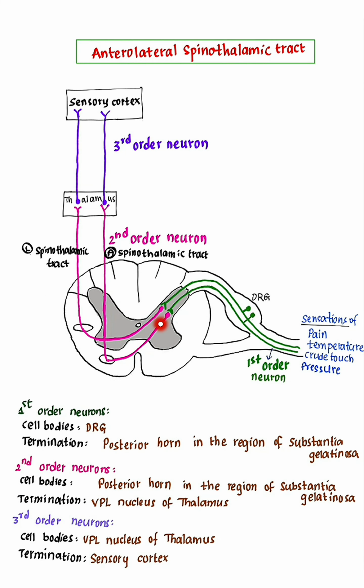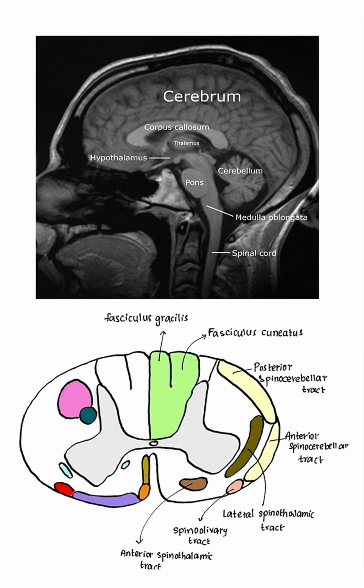The axons of second order neurons cross the midline and reach the opposite anterior white column of the spinal cord and ascend in the anterior white column of the spinal cord. It then ascends through the brainstem and reaches the VPL nucleus of the thalamus. The axons of second order neurons ascend through spinal cord, medulla oblongata, pons, midbrain, and reach the thalamus, VPL nucleus of the thalamus. And the third order neurons pass from the thalamus to the sensory cortex.